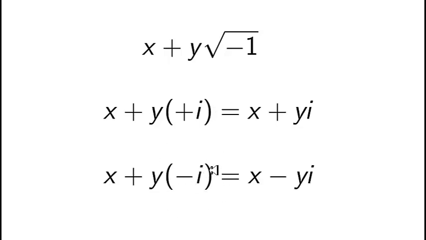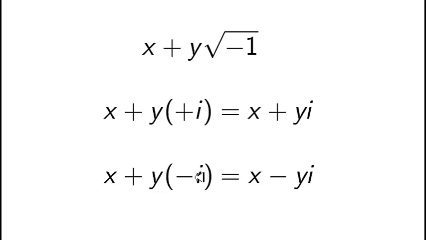And this makes it much more clear that the square root of negative 1 is positive i and negative i, where i is the identity of the imaginary number. So this here simplifies to x plus y times i, and this one here simplifies to x minus y times i. But basically what I want you to see is this right here: the square root of negative 1 is equal to positive i and negative i.